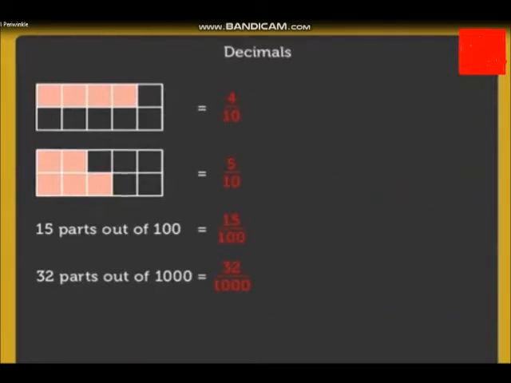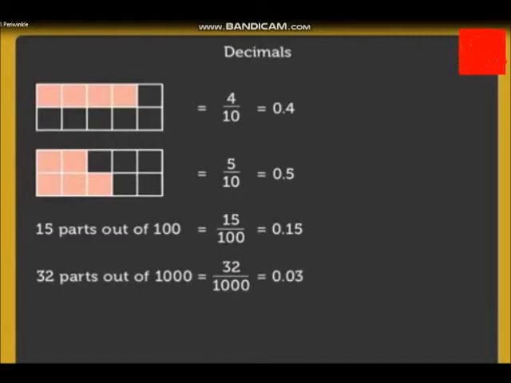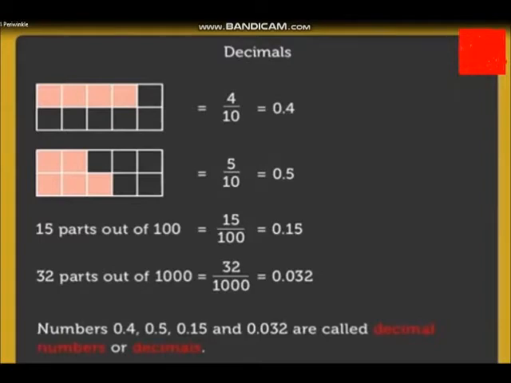Now what are decimals? First of all 4 upon 10 इसको जब हम decimal में लिखेंगे that will be 0.4. For 5 upon 10 it will be 0.5. For 15 upon 100 इसका जब हम डेसिमल में लिखेंगे it will be 0.15. For 32 upon 1000 it will be 0.032. So numbers 0.4, 0.5, 0.15 and 0.032 are called decimal numbers or decimals.